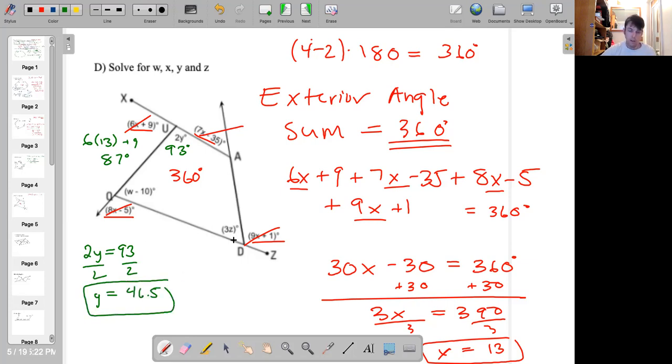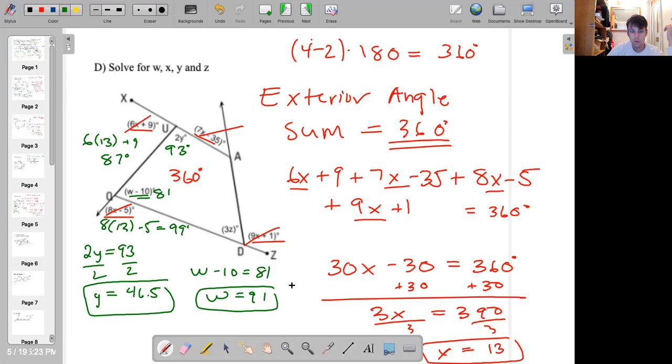Okay. Moving forward, let's go ahead and find w next. So w is here. This angle would be 8 times 13 minus 5. It's 99. So that's a 99-degree angle. That means that this one here is going to be 81. So w minus 10 equals 81. Add 10 to both sides, we get w equals 91.